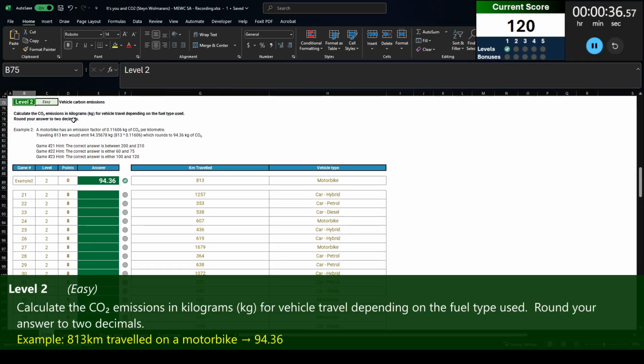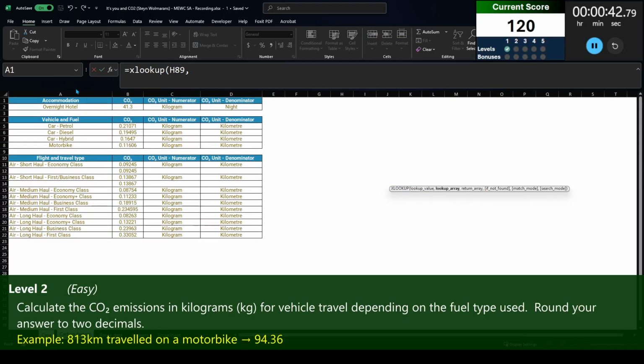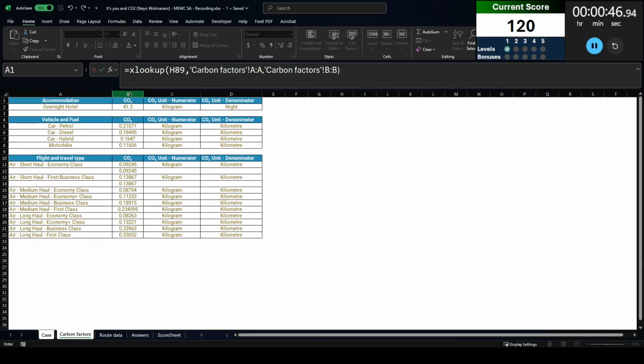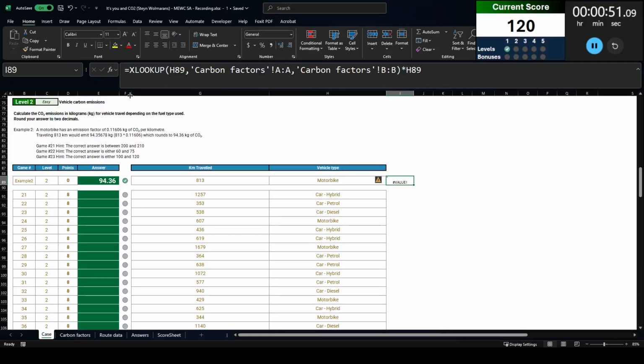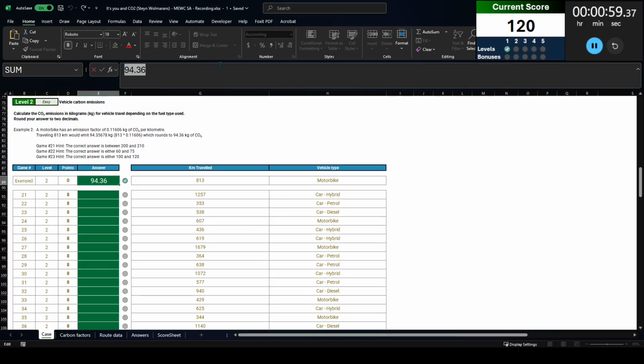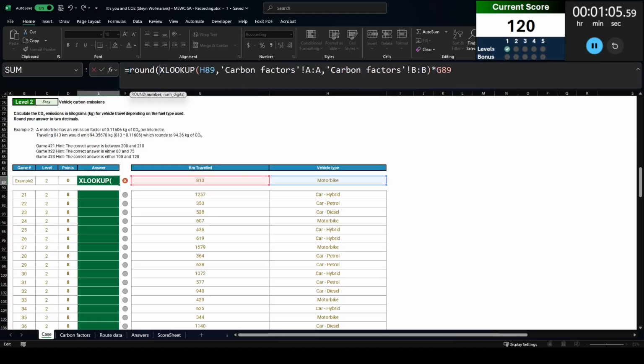Now level 2 asks us to calculate the CO₂ emissions for vehicle travel depending on the fuel type used. And so the main difference here is that instead of a fixed factor, now it's going to change depending on what the vehicle type is. So I'm going to XLOOKUP that factor. Once I get it, I can simply multiply it by the number of kilometers traveled. Now, one thing I need to start being careful of is that the answer needs to be rounded to 2 decimals. So at the end, I'm going to wrap all of this in a round function to get the correct answer for this level.